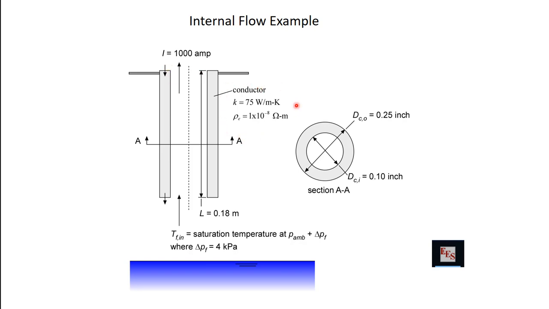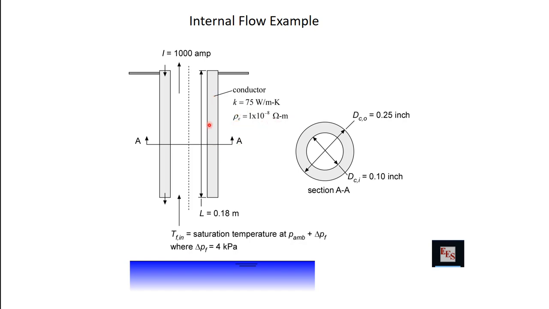We're going to assume the conductor is made of a material with constant properties. That's a pretty bad assumption, actually. A lot of times when you're dealing with cryogenic situations, you'll find that the properties vary quite substantially, but just for this problem, as a first cut, we'll assume the thermal conductivity is 75 watts per meter Kelvin, and the electrical resistivity is 1 times 10 to the minus 8th ohm meter, right?